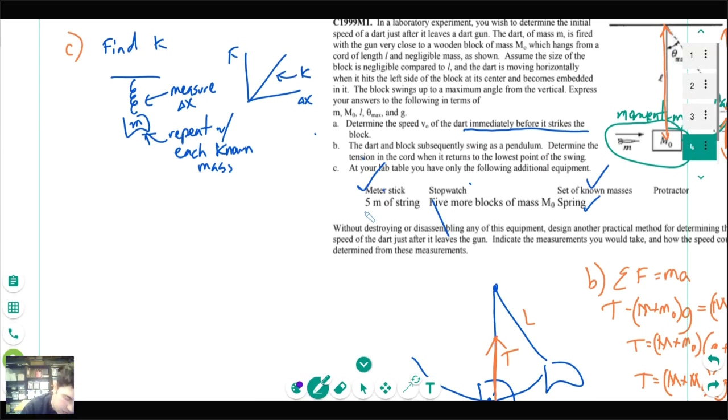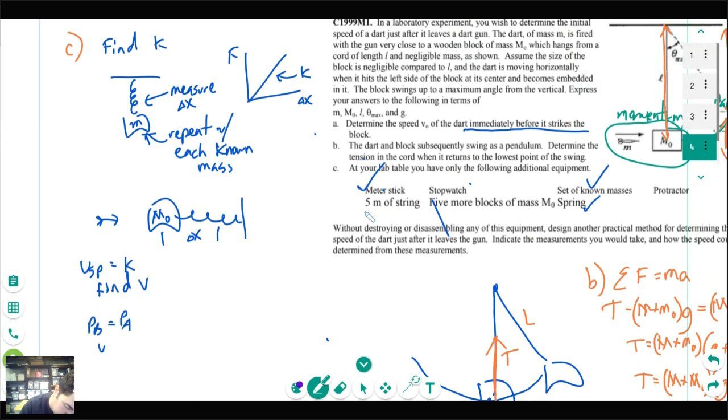The next part, once I know K, is we can set this up to have the dart be shot into a block attached to the spring. And let's say we know the mass of this, right? So we're just going to take one of those blocks, put it on there. It doesn't really matter. Shoot it into the spring, measure this change in X, and then from there you can use potential energy in the spring, came from kinetic. We find V, and then conservation of momentum to find V naught.